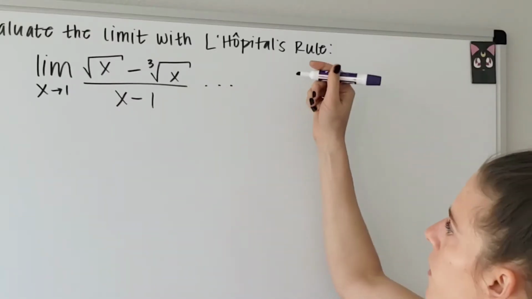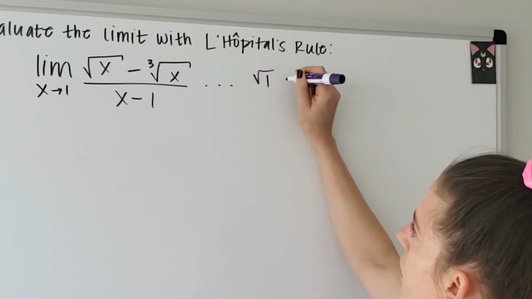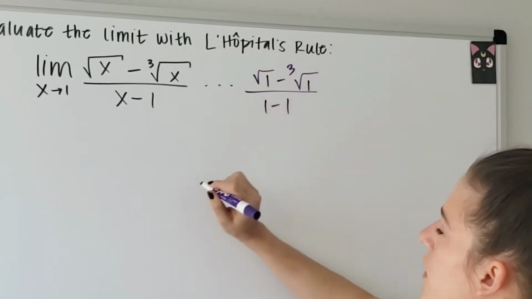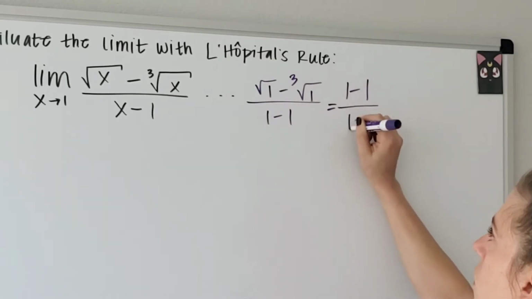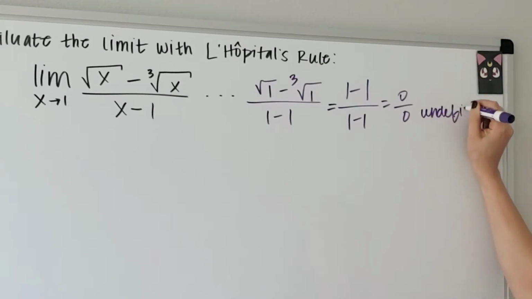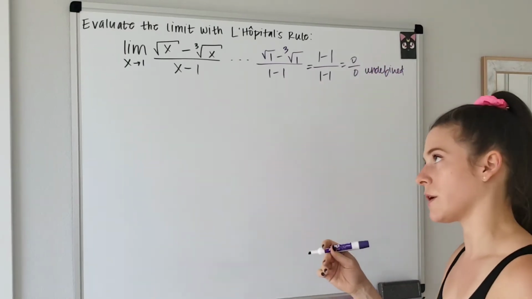To do that, we just plug in 1. So we'd be looking at the square root of 1 minus the cube root of 1, all over 1 minus 1. It's going to give us 1 minus 1 over 1 minus 1, 0 over 0. Undefined. All right, now it's time to use L'Hopital's rule.